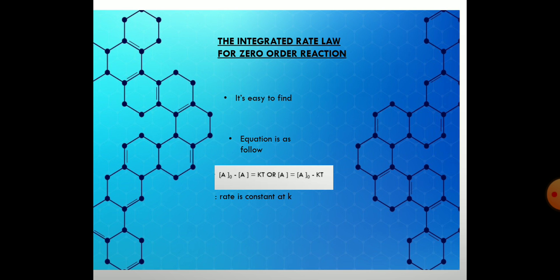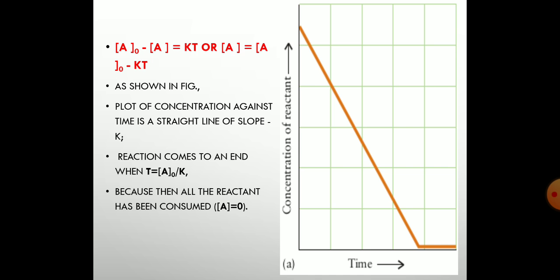T stands for time. Now moving on towards its graph, which is as shown in the figure. A plot of concentration against time is a straight line of slope minus k. The reaction comes to an end when t is equal to the initial concentration of A divided by k, because then all the reactants have been consumed.